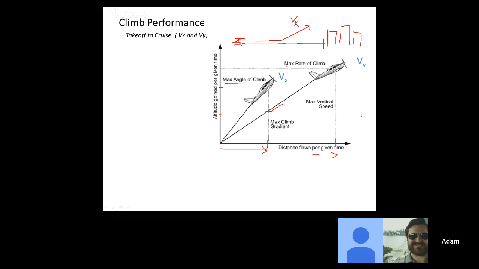So very early on, when you start your training, you're taught to climb out at VX, clear your obstacle, and immediately, as soon as you're clear of your obstacle, get your aircraft to VY, to max rate, so that you can hit your cruise altitude as soon as possible.